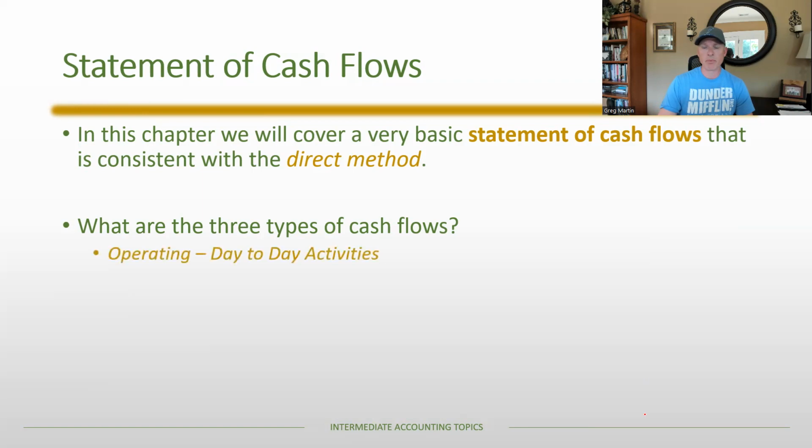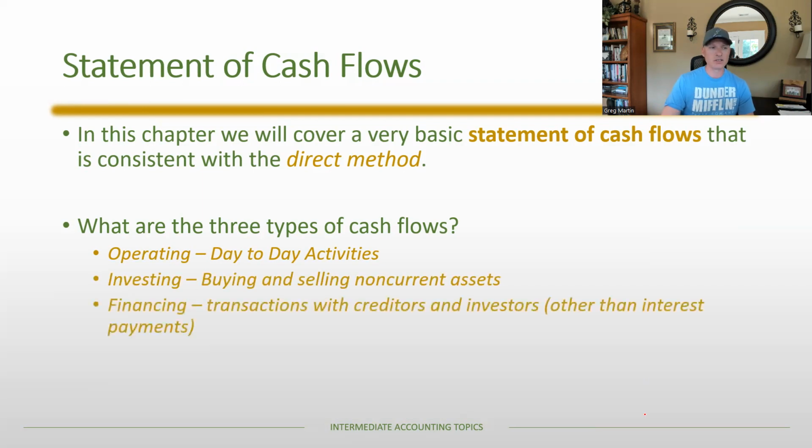But there are 3 sections to the statement of cash flows that are based on the 3 different types. The first one is the operating section. Those are the day-to-day activities. Investing is buying and selling non-current assets. And then financing is transactions with creditors and investors.